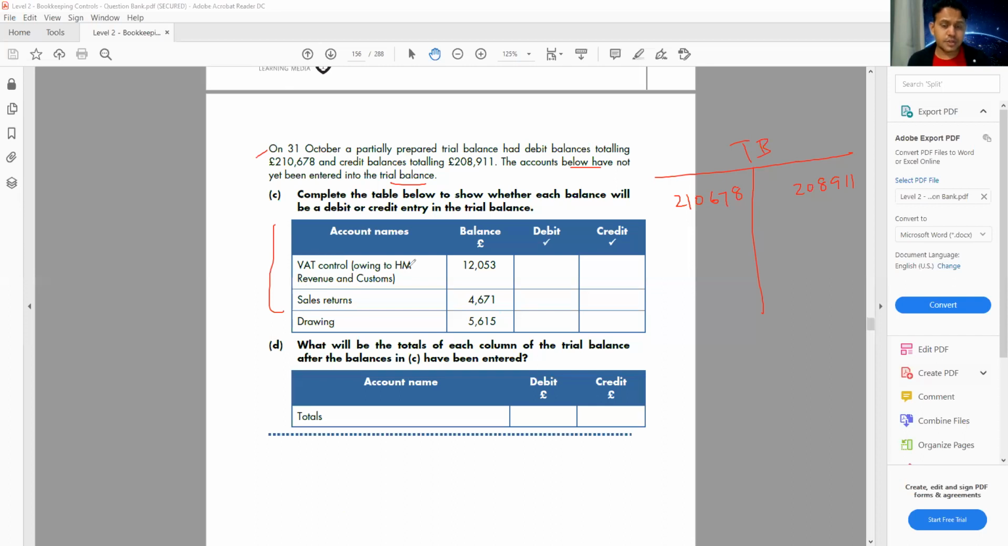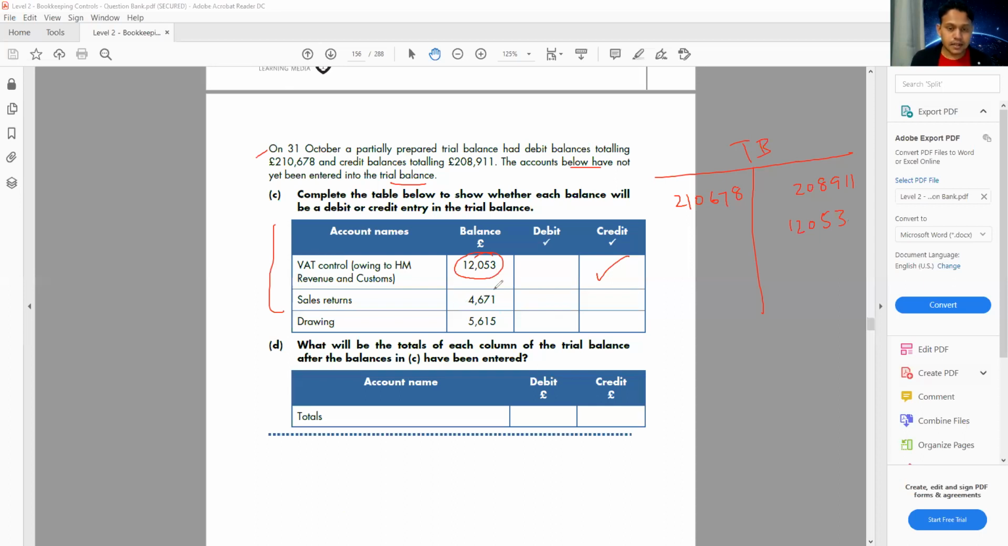VAT owing to HMRC, is it debit or credit? VAT owing to HMRC 12,053. If there is owing to HMRC, it's a liability. If we need to pay any VAT to HMRC, that's our liability, and the liability is our credit. We're going to say 12,053. That will be our credit.